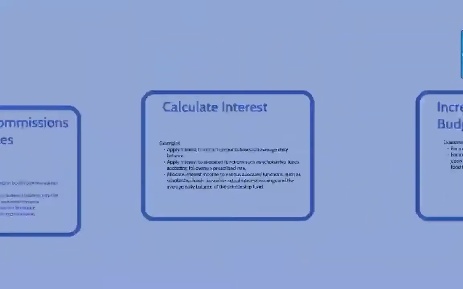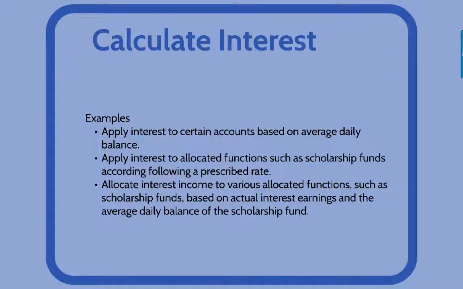Okay, the third example is calculate interest. You calculate interest on certain accounts on average daily balance, and this works both ways. If we want to charge interest, or if we want to record the payment of interest, that can be done based on average daily balance. We could apply interest to allocated functions such as scholarship funds according to a prescribed rate. And we could allocate interest to various allocated functions such as scholarship funds based on actual interest earnings. All right, so these two seem pretty similar.